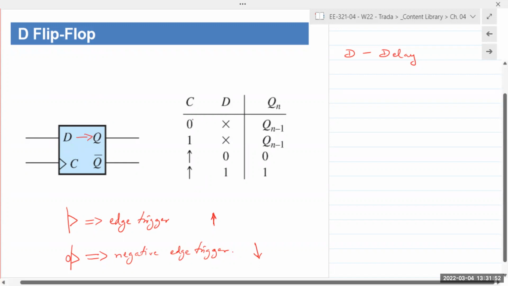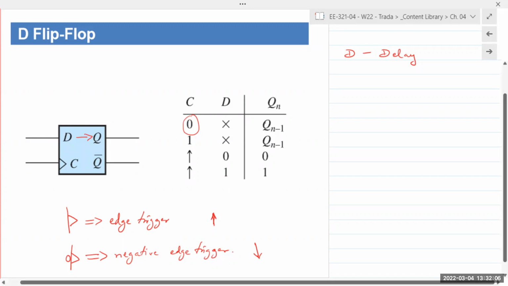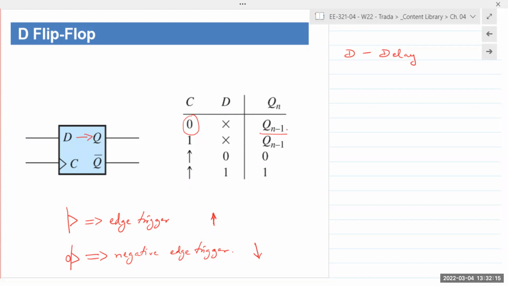Okay, positive going edge. So if the level of the clock is at 0, it doesn't matter what value D has, whether it's 0 or 1. Essentially, don't care. The output of the flip-flop Qn is always going to remain at the previous state, Qn minus 1, because at that point D is not connected to Q.